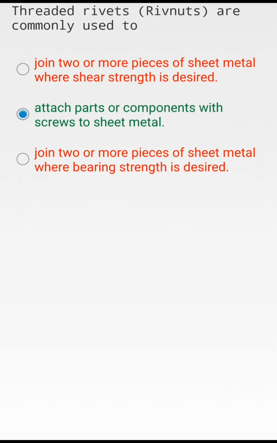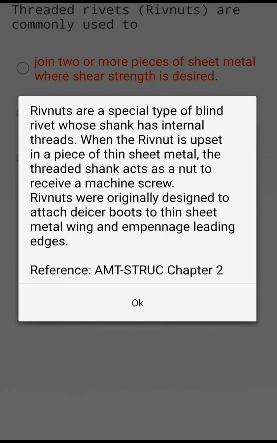Threaded rivets, riv nuts, are commonly used to attach parts or components with screws to sheet metal. Riv nuts are a special type of blind rivet whose shank has internal threads. When the riv nut is set up in a piece of thin sheet metal, the threaded shank acts as a nut to receive a machine screw. Riv nuts were originally designed to attach deicer boots to thin sheet metal wing and empennage leading edges.